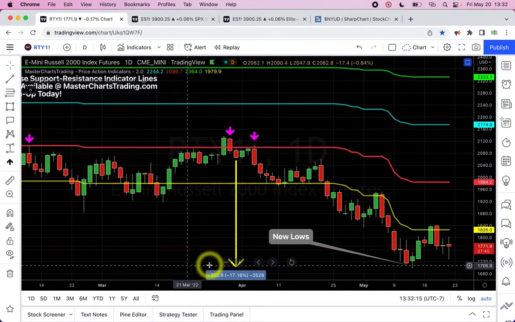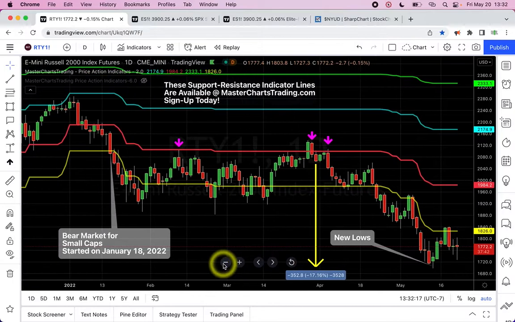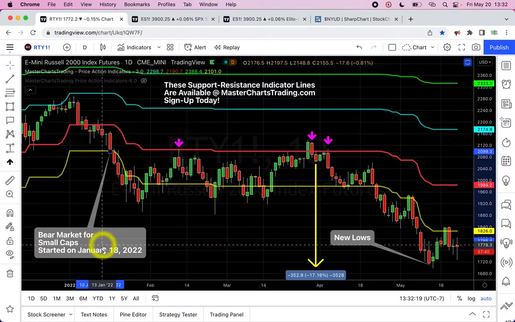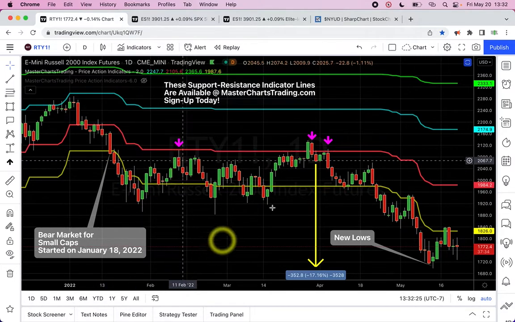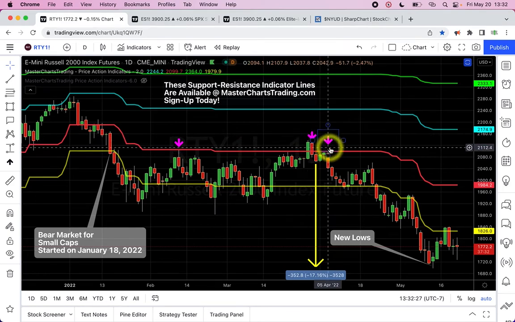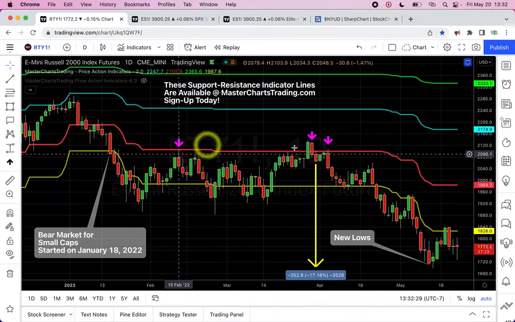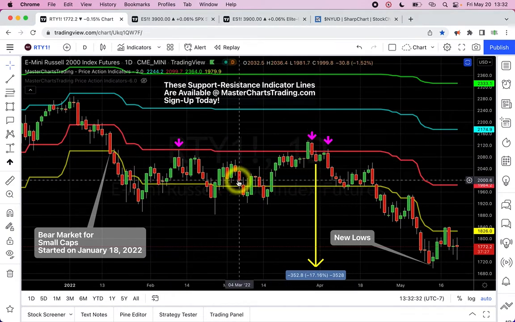And the Russell 2000 small caps index entered a bear market even earlier. It entered a bear market right there where I'm hovering, January 18th, 2022. We had 3 opportunities to sell it short. It's pretty clear, right? I'm not making this up. I'm just looking at the chart. So what do we need to do?